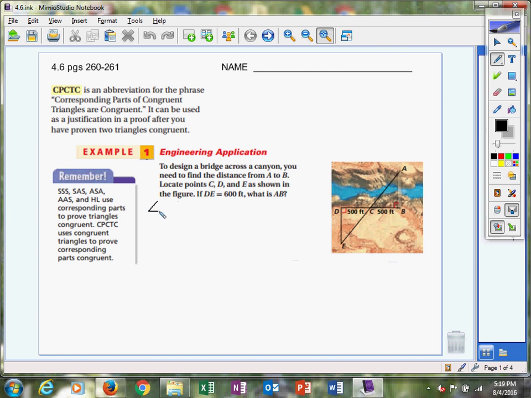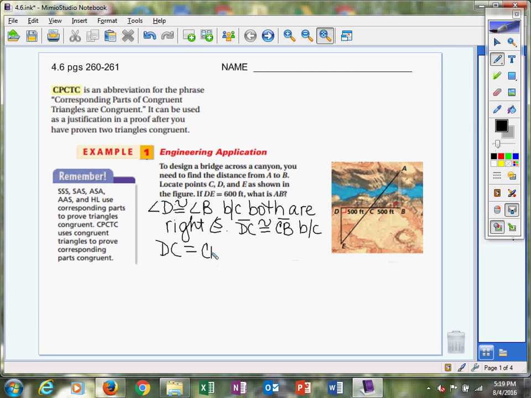So you can start off and go, well, angle D is congruent to angle B because both are right angles. Okay, so we can definitely prove that. We know that segment DC is congruent to segment CB because the length of DC equals the length of CB, which equals 500 feet. So we can prove that. We also know that angle DCE is congruent to angle BCA because of vertical angles theorem.